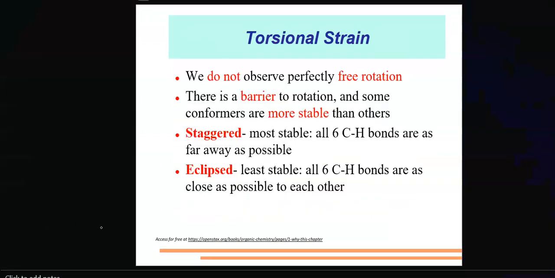The two main types of conformations for ethane are called staggered and eclipsed. In staggered, which is the most stable conformer, all 6 carbon-hydrogen bonds are as far away as possible. And in eclipsed, the least stable, all 6 carbon-hydrogen bonds are as close as possible to each other.